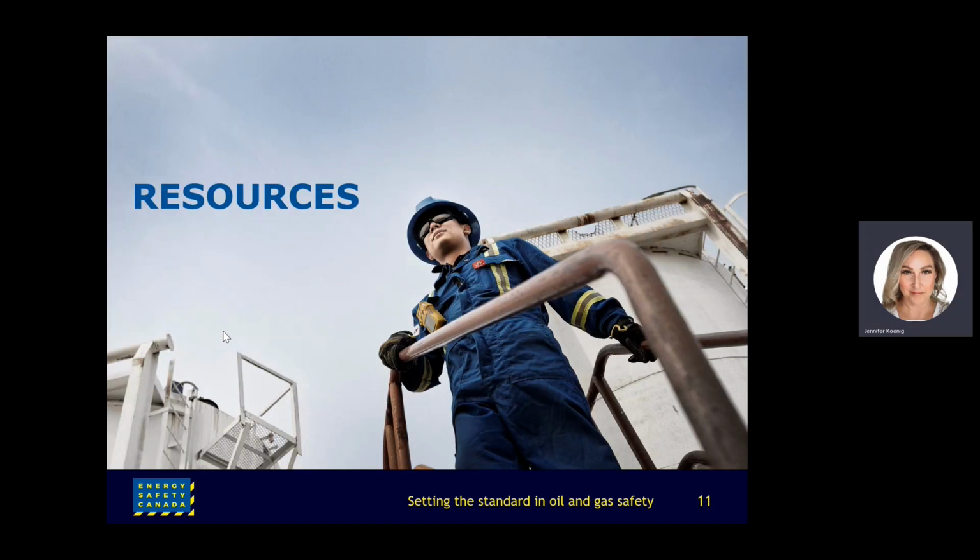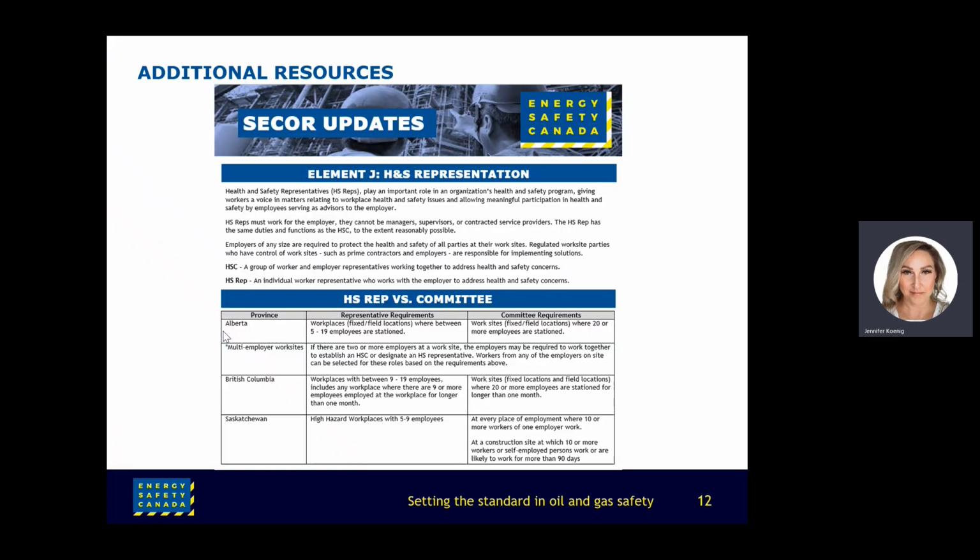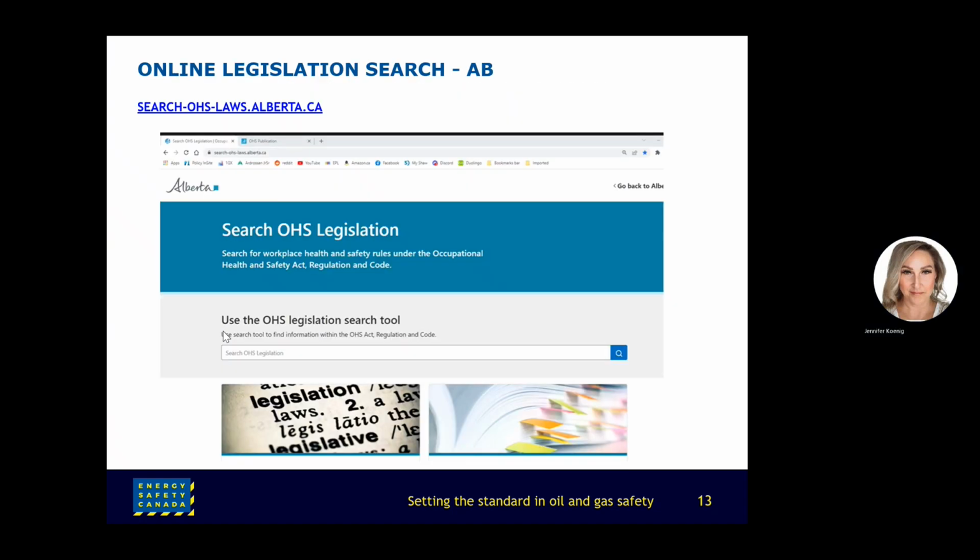We'll conclude today's presentation with additional resource information. ESC has created a one-pager that includes definitions, audit requirements, and guidelines, as well as links to additional resources which can be located on the ESC website under Core and then Materials and Resources. Additional information regarding legislation for Alberta's employers can be found on the Alberta OH&S Legislation Search tool under search-ohs-laws.alberta.ca.